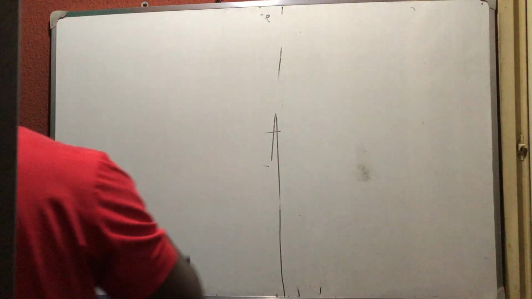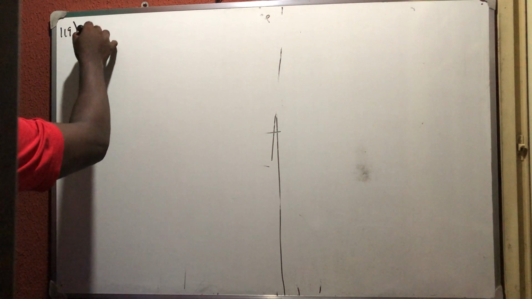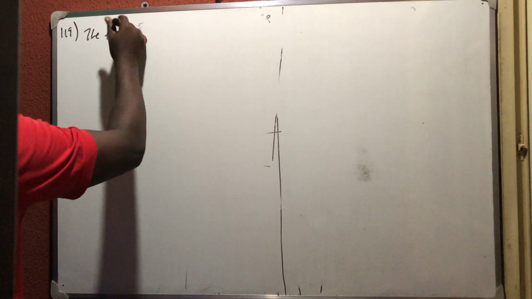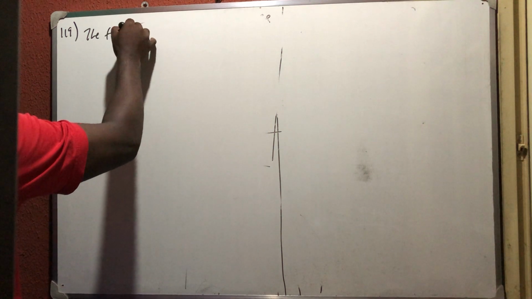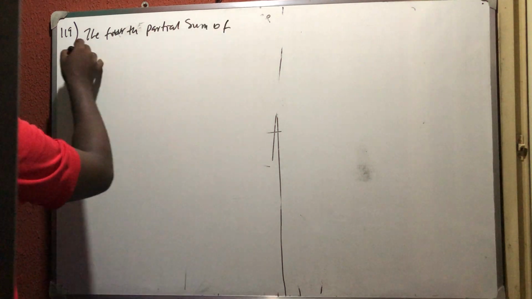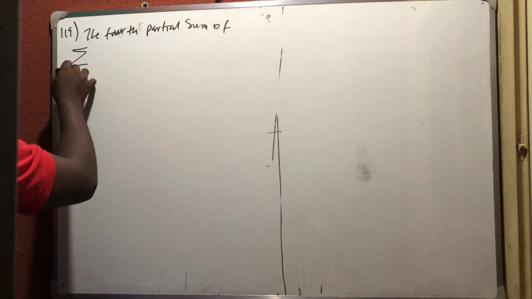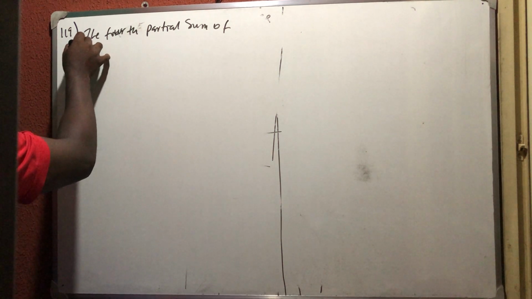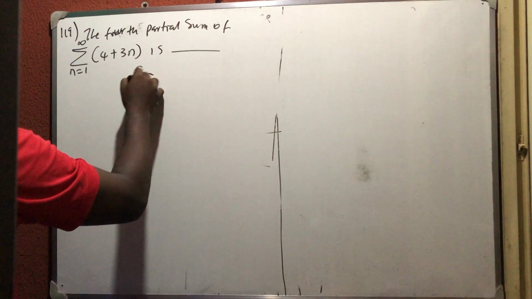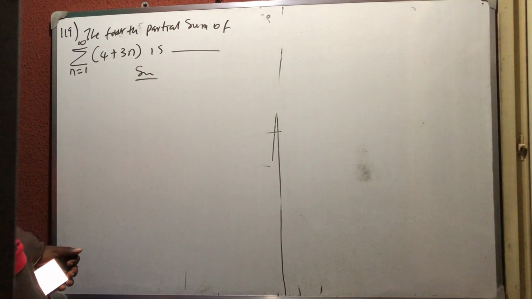Okay, so which question am I having again? Question number 119 said the fourth partial sum of the summation of n starting from 1 to infinity of 4 plus 3n is dash. Solution. Okay, so the fourth partial sum.